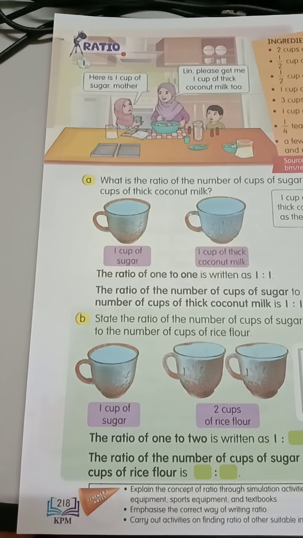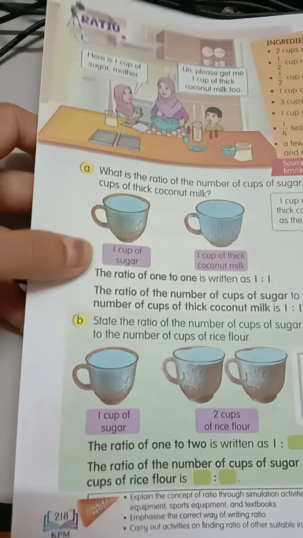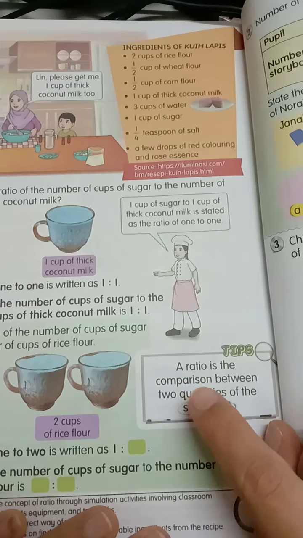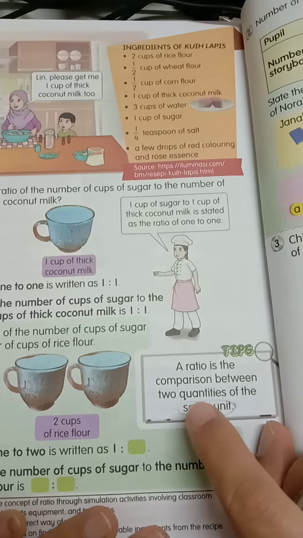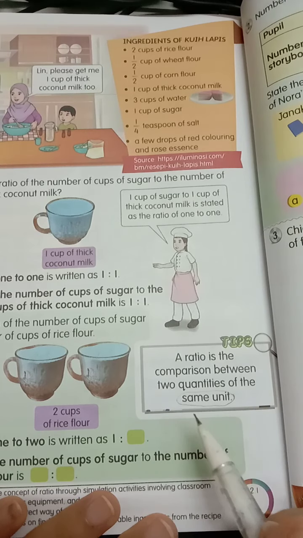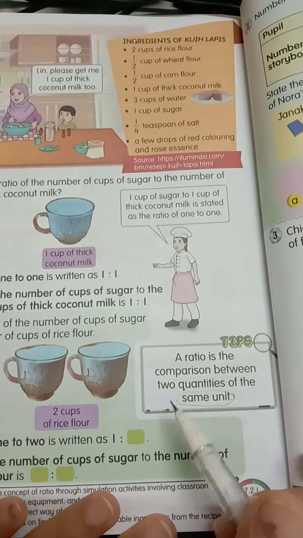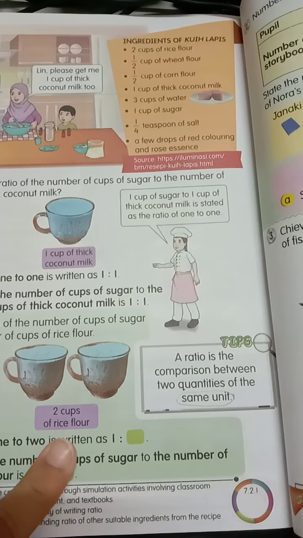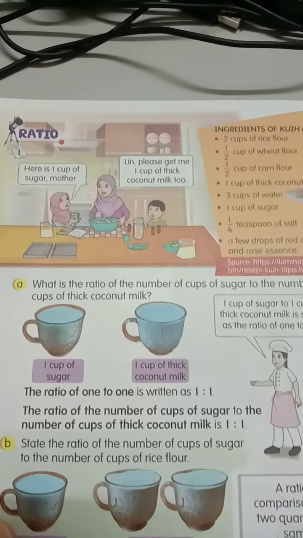Alright, we're going to learn about ratio. You can turn your book to page 218 of the textbook. And here you can see the meaning of ratio. A ratio is the comparison between two quantities of the same unit. I circled the word same unit here because this is very important. You will see why as we go through the notes and the examples. Now let's see here.